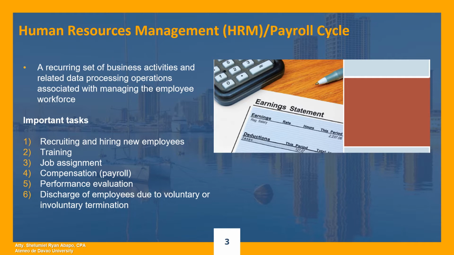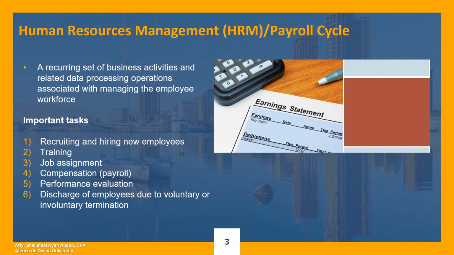Task 1, which is recruiting and hiring new employees, and Task 6, which is discharge of employees due to voluntary or involuntary termination, are performed only once for each employee. Throughout the employee's stay, these two tasks are performed only once. Whereas tasks 2 to 5, from training, job assignment, compensation, and performance evaluation, are performed repeatedly for as long as an employee works for the company.